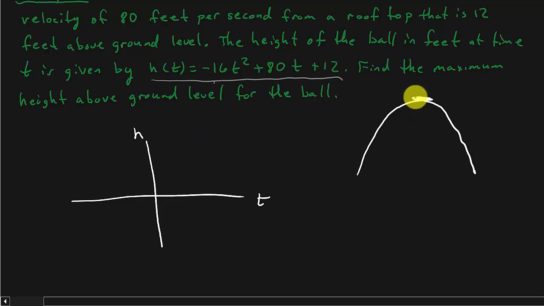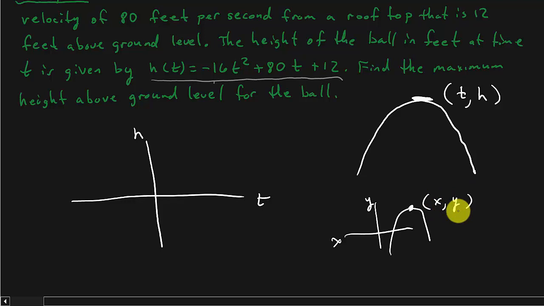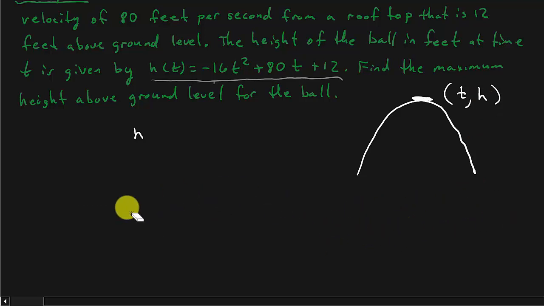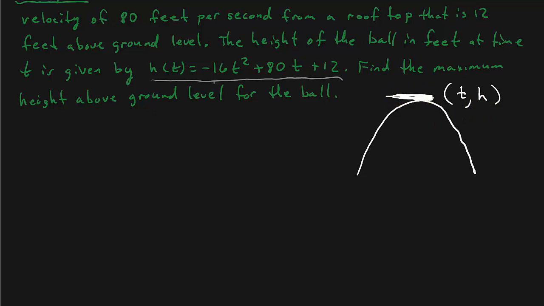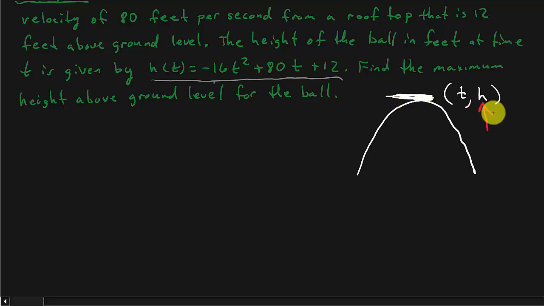So you can see right here, that's your maximum height. This is T, H, right? Now, remember, when you had this, and this was an XY coordinate, your vertex is an XY point, right? Well, T is like your X, H is like your Y. So what I've got to find is this maximum height here. And what is that maximum height? That's H.